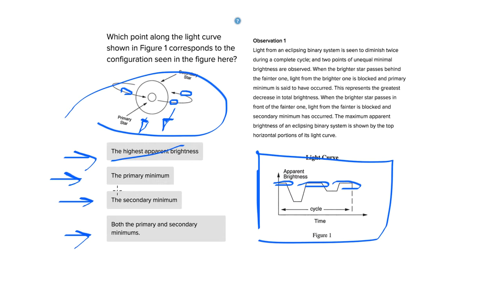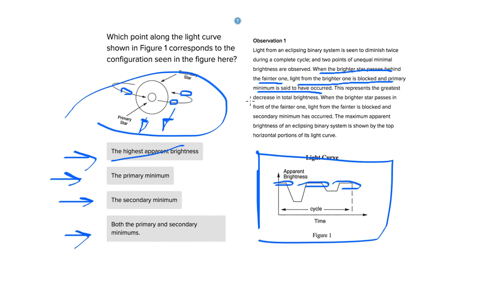The primary minimum is defined in observation 1. It says, when the brighter star passes behind the fainter one. So that would mean, never mind, our assumption was wrong. The primary star, since this is the one going behind, would have to be the brighter star, and the secondary star the fainter. Light from the brighter one is blocked, because you can no longer see it since it would be behind the secondary star, and primary minimum is said to have occurred.